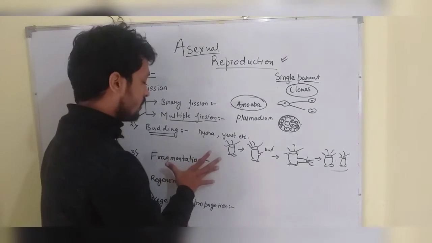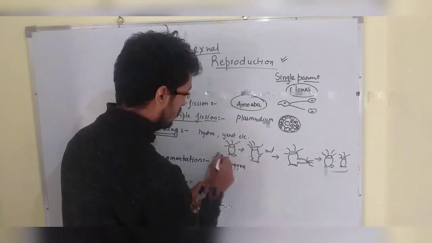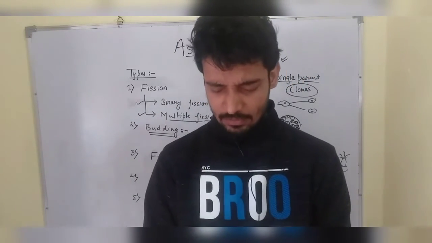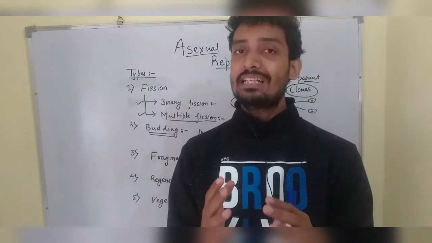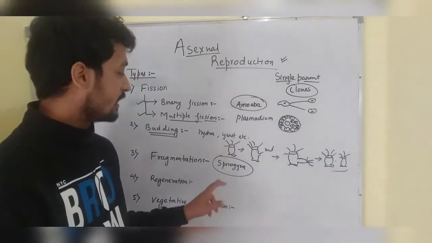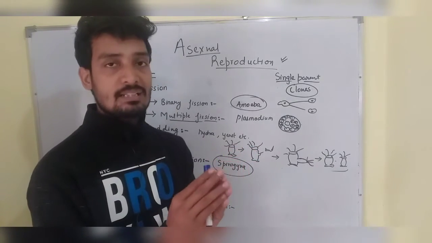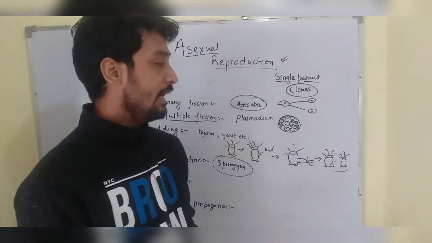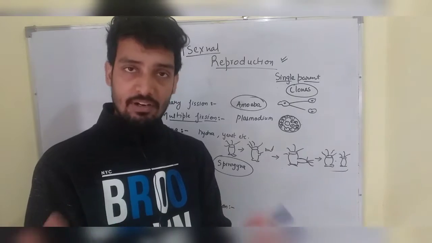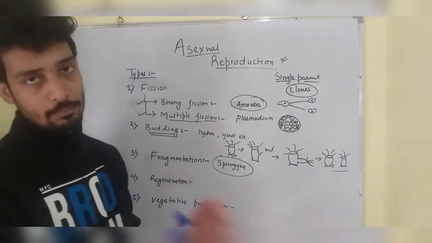Now the third type of asexual reproduction is called fragmentation, and it happens in Spirogyra. Fragmentation normally happens in multicellular organisms, but not all multicellular organisms can do this, although in some, like Spirogyra, it happens. In the process of fragmentation, the body of the organism will divide itself into many fragments, and each fragment will then develop into a new organism.